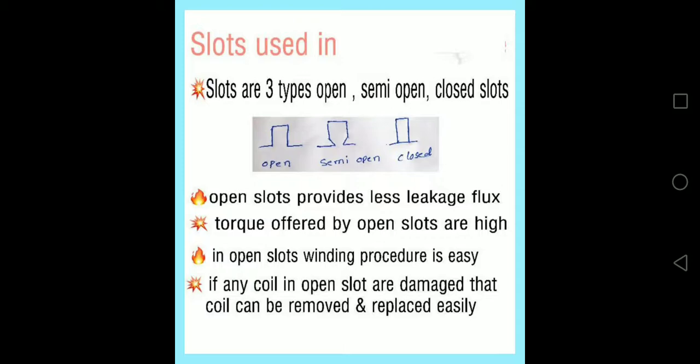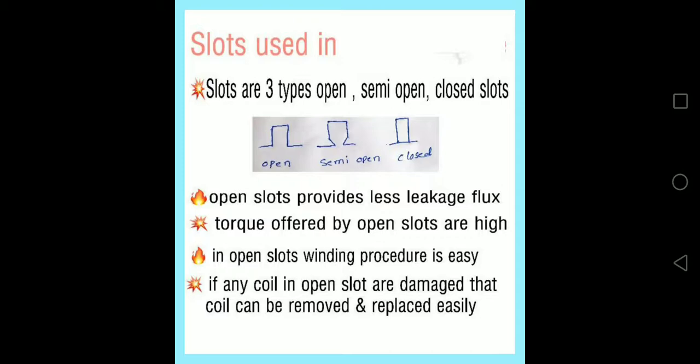So it is clear that the air gap is directly proportional to reluctance. Remember that air gap is directly proportional to reluctance. When air gaps are more, reluctance is more. Then flux equals mmf by reluctance. Flux is inversely proportional to reluctance.